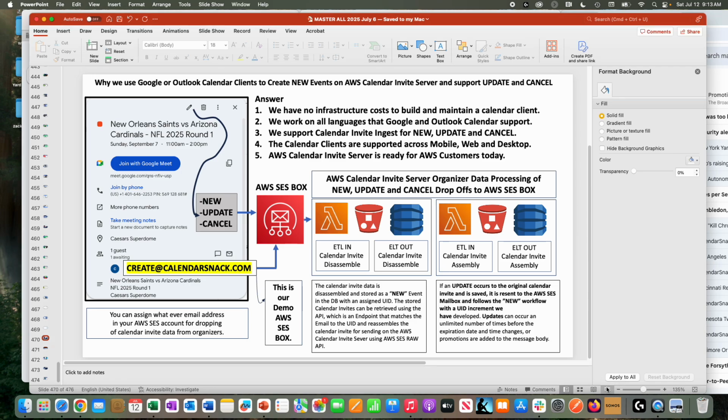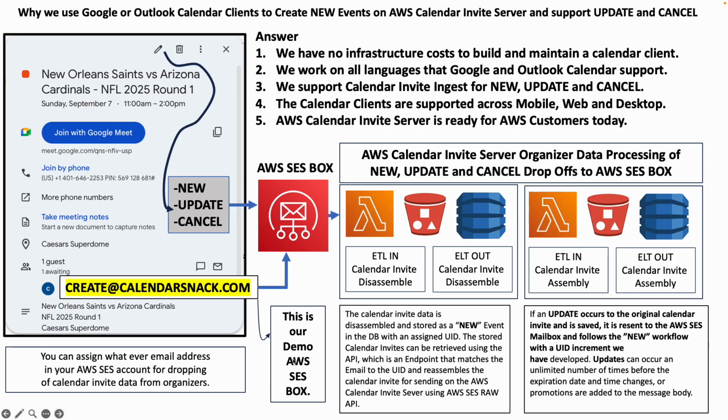I have a single slide here for setting up the demo. The demo essentially is going to show how a personal or business calendar client from the organizer side communicates with the AWS calendar invite server over here by simply using a simple create at calendarsnack.com. That's just an email address to an AWS simple email service box.